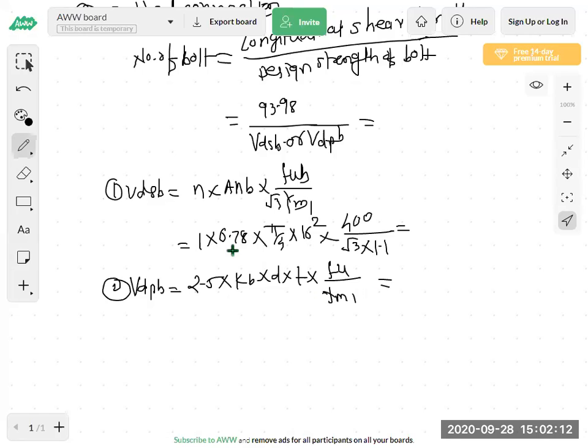So okay, we'll stop here. I have taken attendance also. So calculate the number of bolts. That's it. That's the only part remaining here.